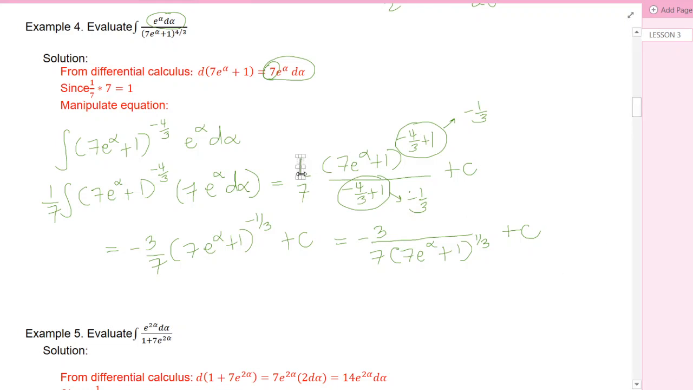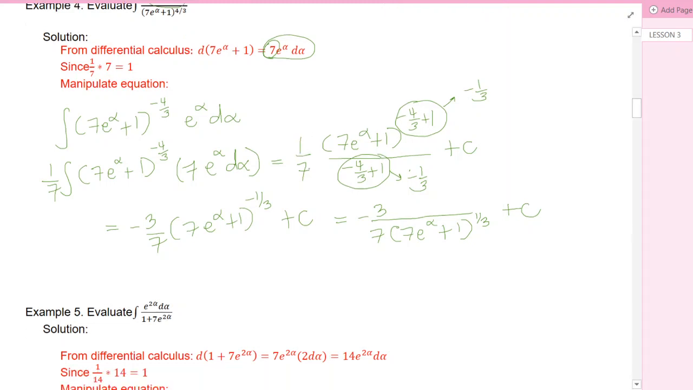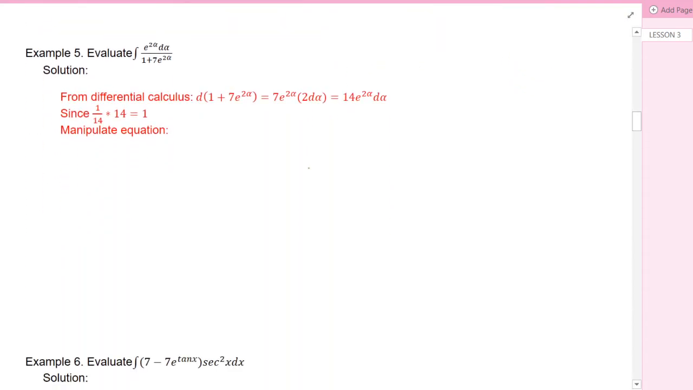Moving on to our example number 5, let us evaluate this one: the integral of e raised to 2 alpha d alpha divided by 1 plus 7e raised to 2 alpha. Since the derivative of the denominator is equal to 7e^(2 alpha) times 2 d alpha, that is already 7 times 2, that is 14e raised to 2 alpha d alpha. So we have to manipulate it again.